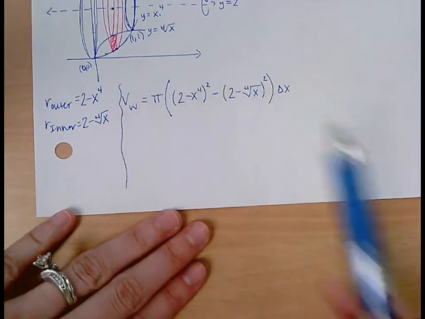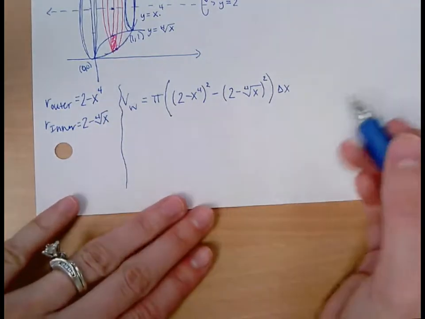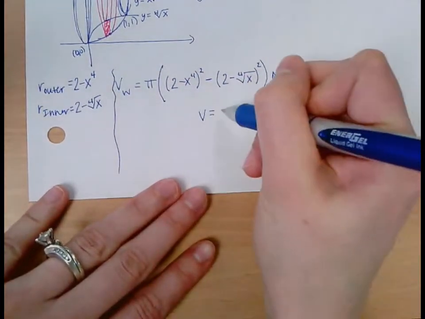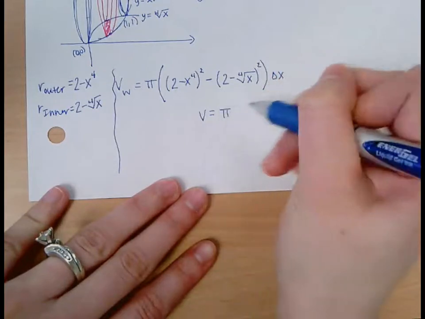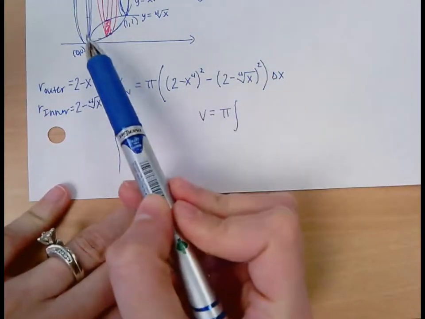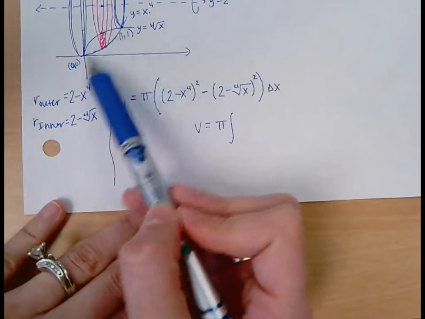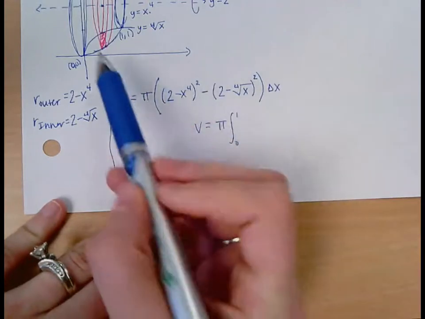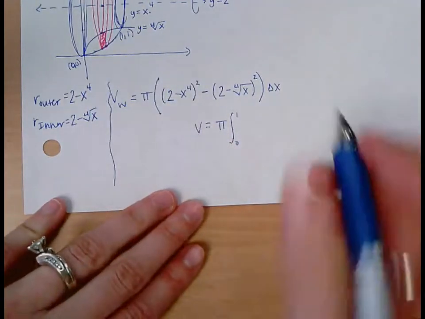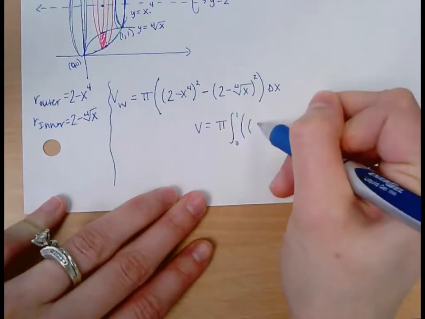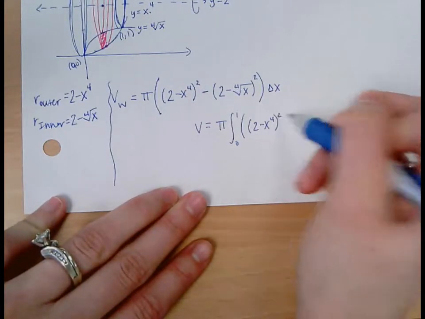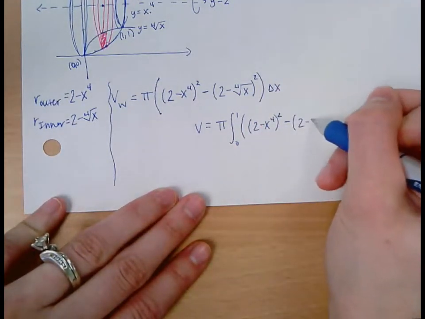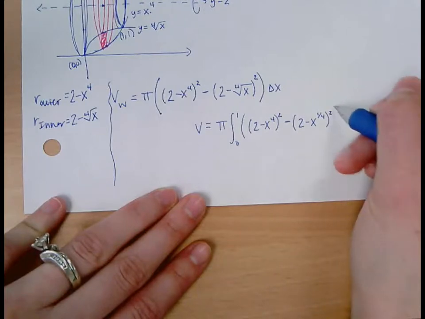So then if you were setting up an integral, your exact volume would be, I'm going to keep the pi out front right away, the integral from, now your limits of integration still come from your original region. It's still from 0 to 1. Okay, so those limits of integration come from the region you had initially. And you're integrating the quantity 2 minus x to the 4th squared minus, I'm going to write the 4th root of x as x to the 1/4 right away again, so 2 minus x to the 1/4 squared, and then dx.